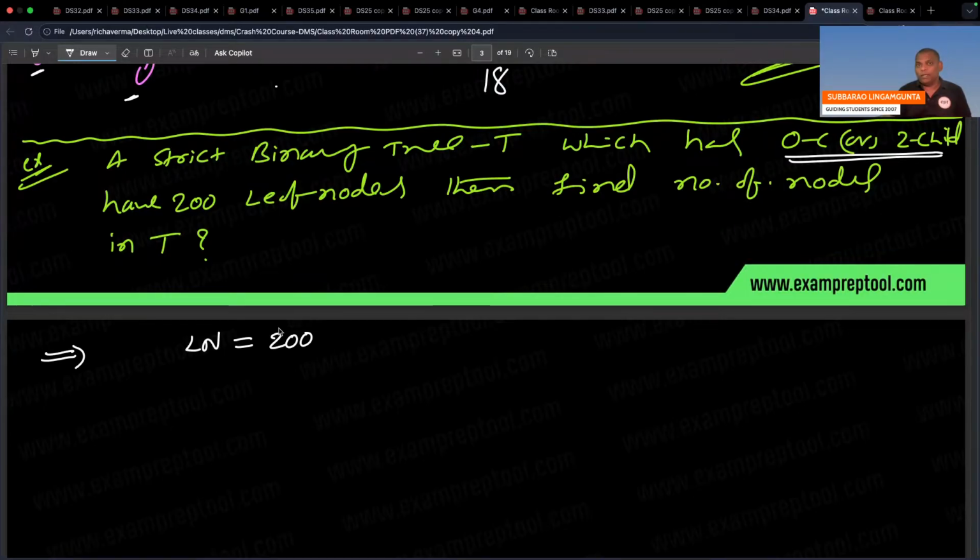It is a strict binary tree. Be careful. Remember, one child is not allowed. There is no one child. Either zero child or two child.